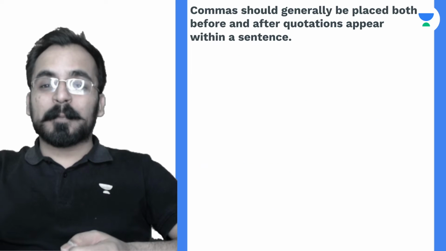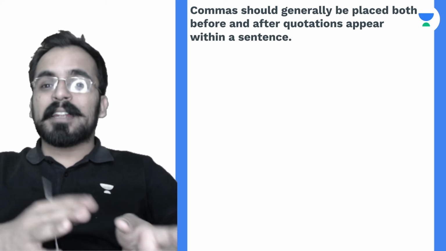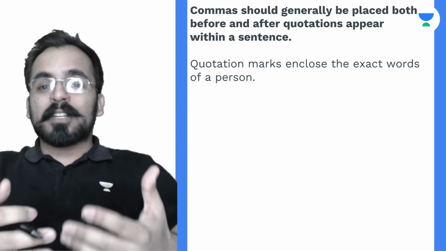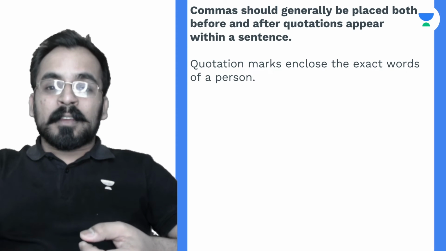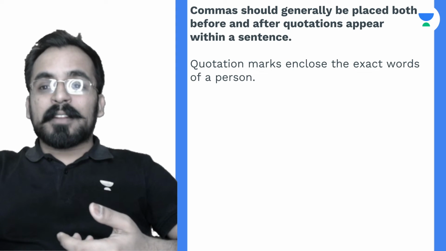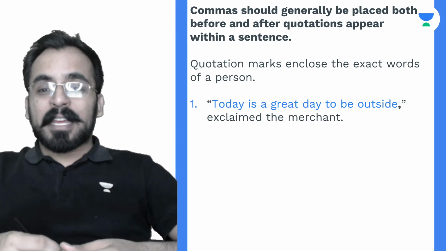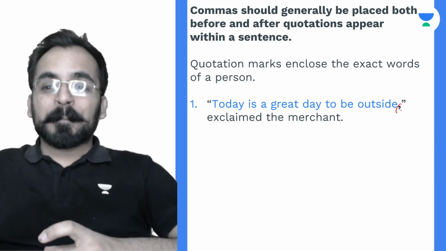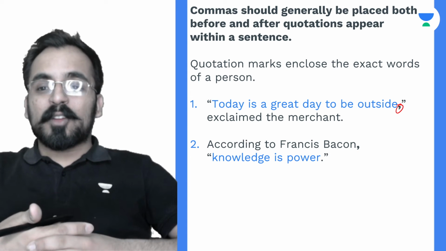Always remember this rule. Next is, commas are usually placed before and after quotation marks in a sentence. Now what are quotation marks? Quotation marks are the exact words said by a person. Alright, so they are generally accompanied by commas. Today is a great day to be outside, exclaimed the merchant. So those were the exact words of the merchant. So that's why we used a comma. According to Francis Bacon, knowledge is power.